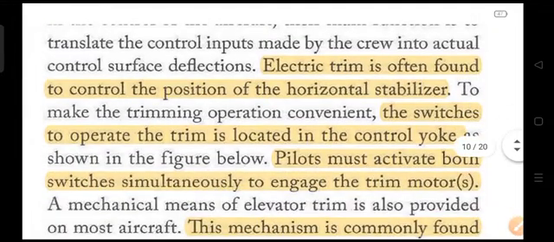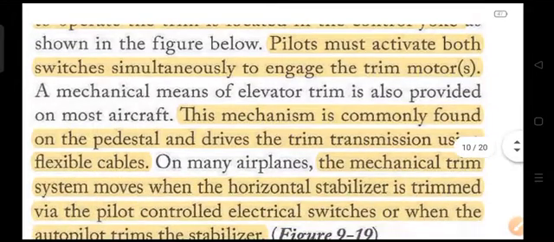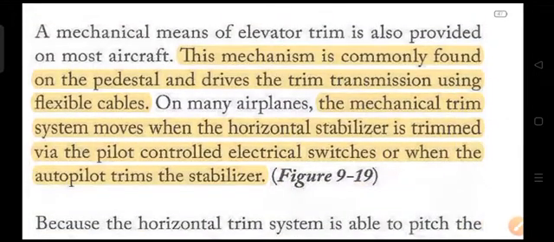Fine. Electric trim is there, which is often found to control the position of the horizontal stabilizer. Okay, electric trim is basically used to control the horizontal stabilizer, that is the elevator, so that the aircraft does not pitch down or up, so that the aircraft does not fly up or go down. That is the reason this horizontal stabilizer is used. The switches to operate the trim are located in the control yoke, which is also your joystick basically. Pilots must activate both switches simultaneously to engage the trim motors. Whatever trimming is required will be done by those motors.